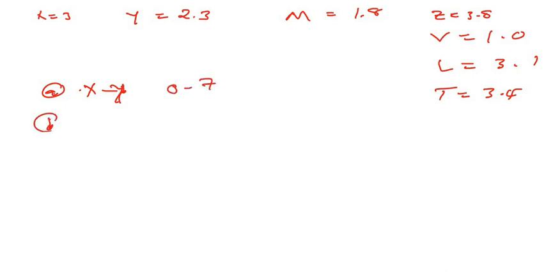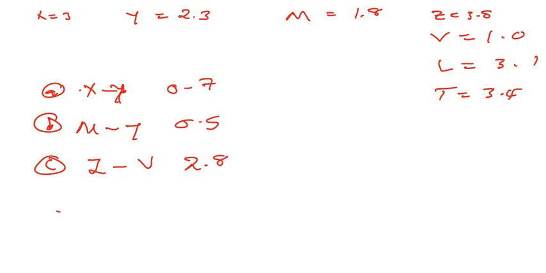We keep it. Number B is M and Y. The difference, 2.3 minus 1.8, is 0.5. Then C, we're having Z minus V, that's going to be 2.8. Then D, we're having L minus T, so L minus T is going to give us 0.3.